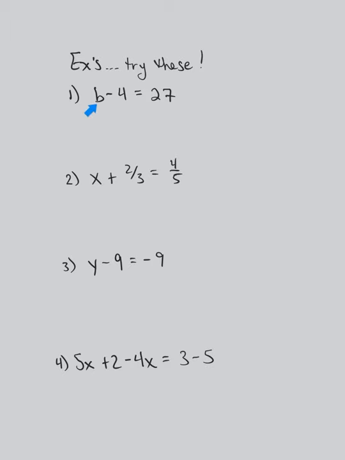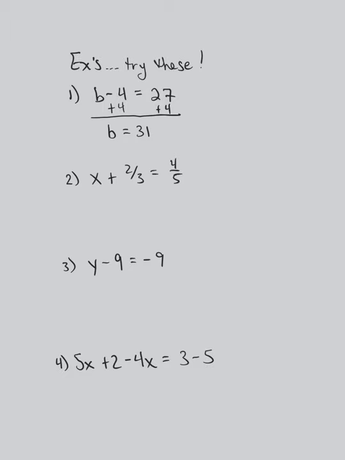B is our variable here, and so I want to get B all by itself. What's the problem? It has a 4 subtracted from it. So what do I do to get rid of that? I add 4 on both sides. Remember to do the same thing on both sides too. On my left side I get B. Over on my right side, 27 plus 4 is 31. So I have B is equal to 31.